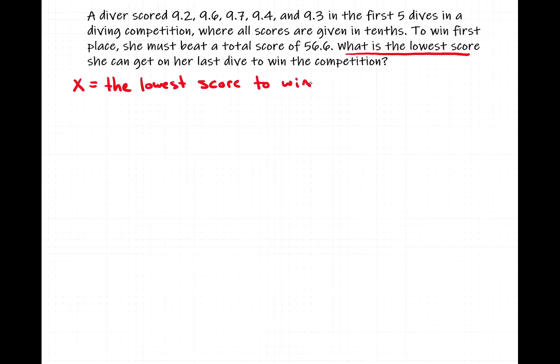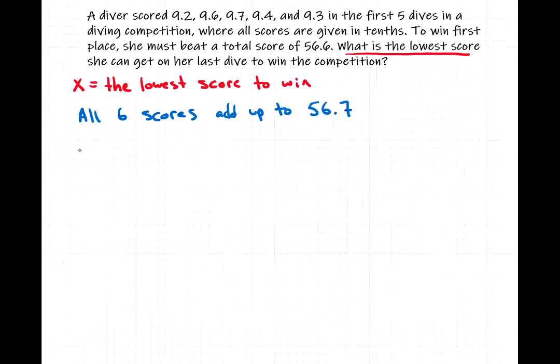Now, how does she win? Well, she wins if all 6 scores, so we know the first 5, add up to, well, not 56.6, she has to beat that score. If her scores add up to 56.6, it'll be a tie. So for her to win, those scores must add up to 56.7. That means she will have the highest score. So she has to beat the score 56.6.